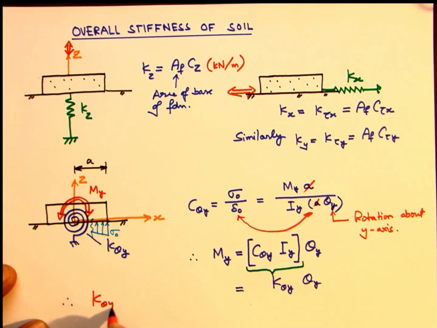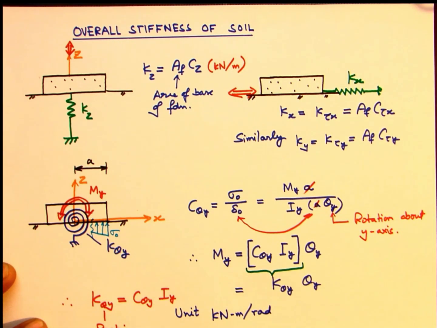Hence we can define the rotational spring stiffness as the product of C theta y and the corresponding moment of inertia Iy of the base of the foundation. Remember that this particular constant is for the rocking case, that is the vibrations happening about the y-axis. The unit of this coefficient shall be kilonewton meter per radian.